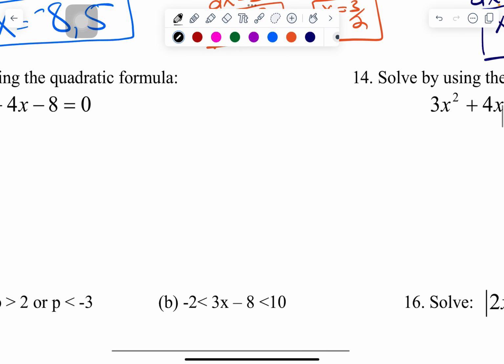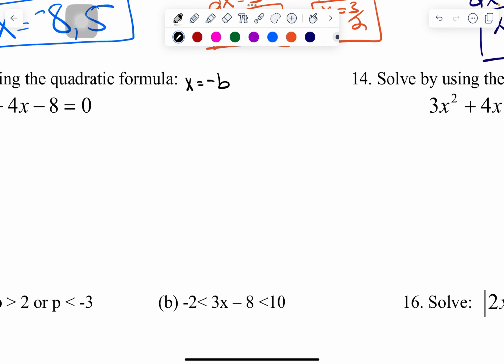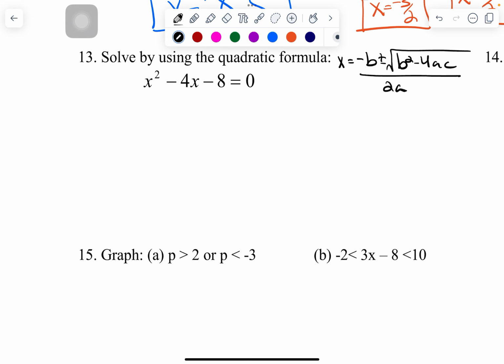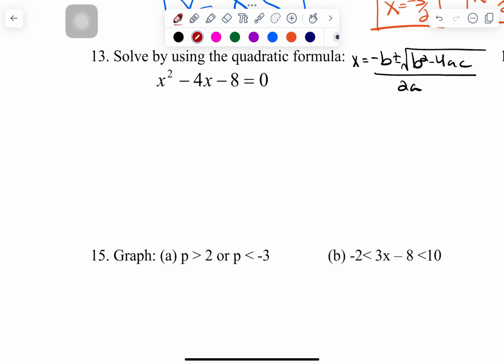So x is equal to the opposite of b plus or minus the square root of b squared minus 4ac all over 2a. So for question number 13, you've got a is equal to 1, b is equal to negative 4, and c is equal to negative 8. That's right across because it's written in standard form. So when we do the equation here, I'm going to put this off to the side because I need space.